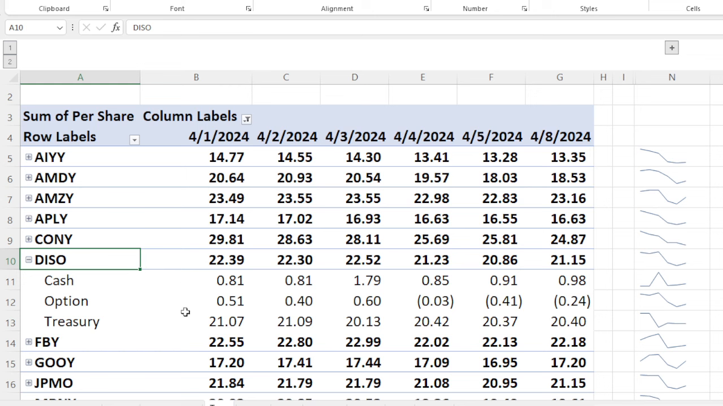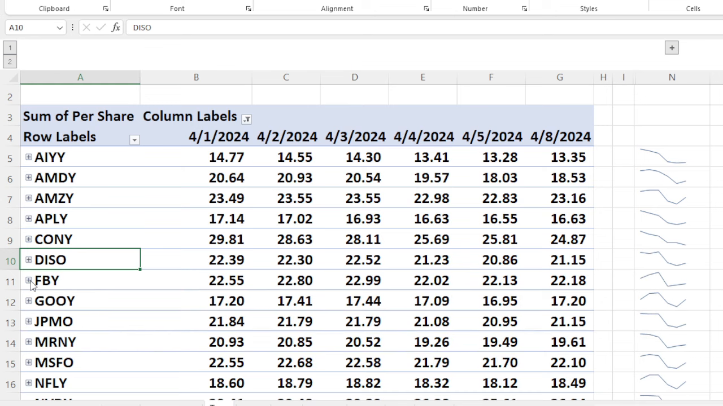So cash went from 81 cents to 98 cents. Treasuries took a dip. And then the options went from a positive 51-cent debit to a 24-cent credit. So hopefully again they can capture most of that.